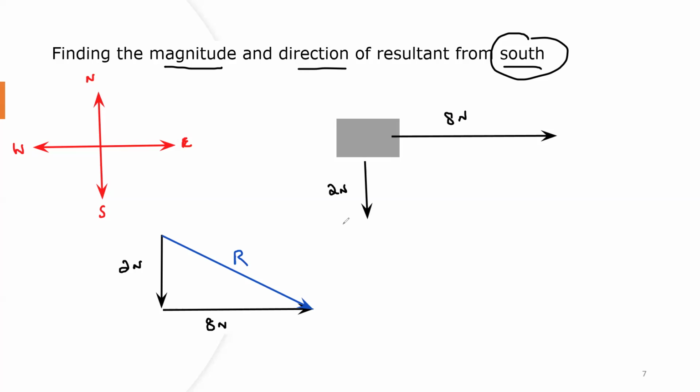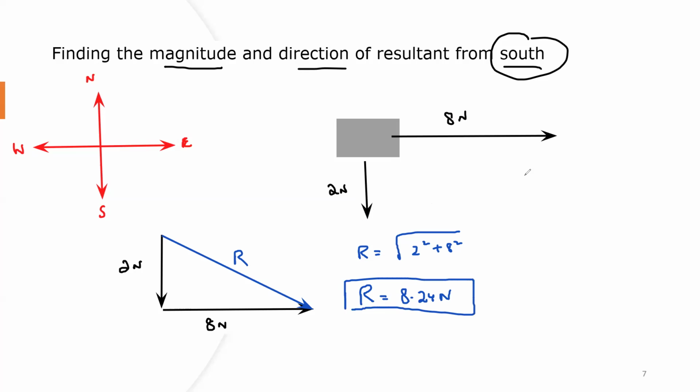Now what is the magnitude of this resultant? They ask us to find the magnitude and the direction. How do we get the magnitude of the resultant? We'll use the Pythagoras theorem. The magnitude of the resultant will be root of 2 squared plus 8 squared. So it is SSR: square, sum and then root. The final answer is 8.24. So 8.24 Newton is the resultant, that is the magnitude.